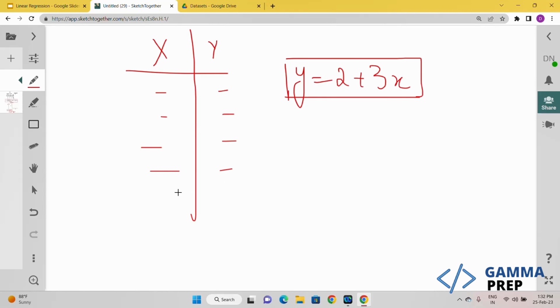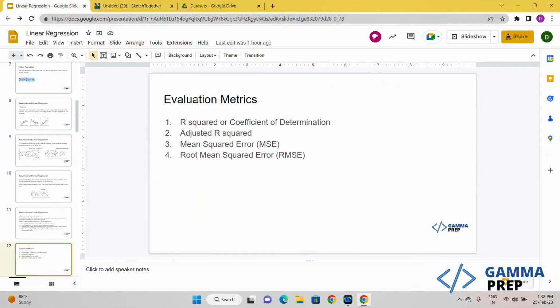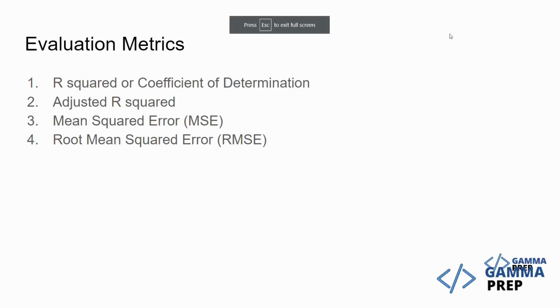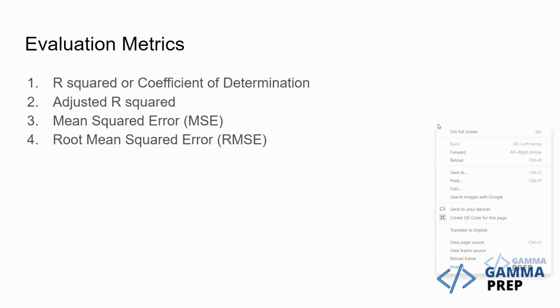Obviously, it has to be tested on the testing data also. Now, we test the data and we calculate some evaluation metrics. So what are these evaluation metrics? These evaluation metrics basically help us evaluate our model on the testing data. And for regression, these are the four metrics that we have: R square, adjusted R square, MSE, and RMSE. Since MSE and RMSE are simple, I'll first go with those.